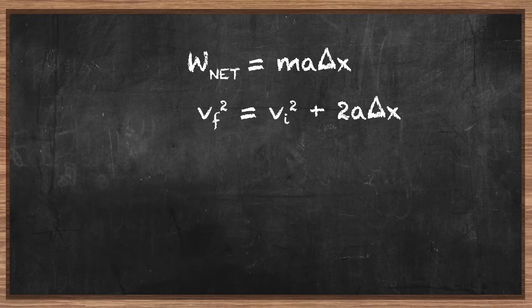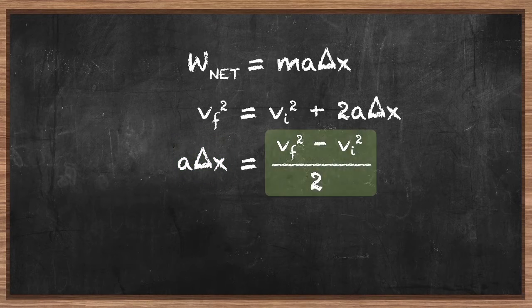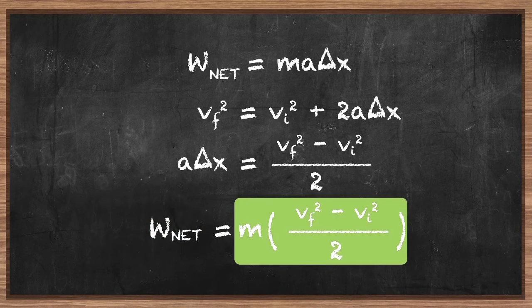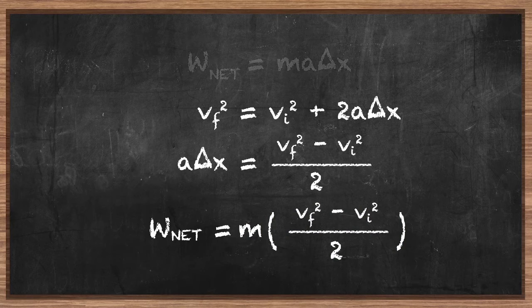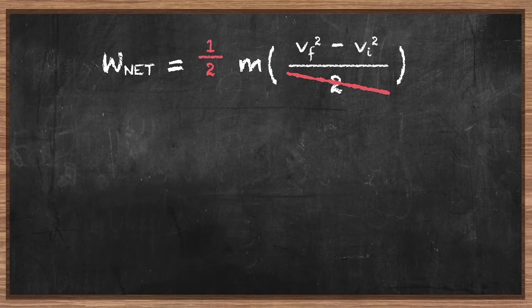Aha! Let's make the product of acceleration and displacement the subject of the formula. We get a times delta x is equal to the final velocity squared minus the initial velocity squared, all divided by 2. Yes, the next step is to substitute this expression into the original formula for net work done. The net work done is equal to the mass times the final velocity squared minus the initial velocity squared, all divided by 2. Since everything's divided by 2, we can write 1/2 in front of the expression to get rid of writing it out as a fraction.